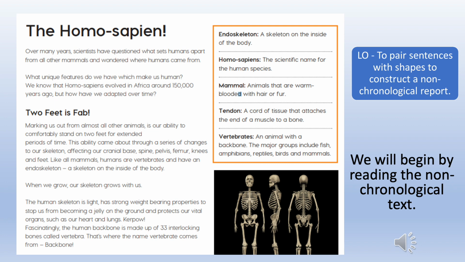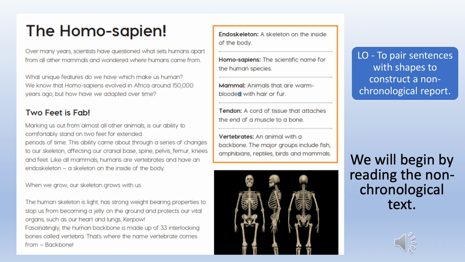The human skeleton is light, has strong weight-bearing properties to stop us from becoming a jelly on the ground, and protects our vital organs such as our heart and lungs. Kapow! Fascinating. The human backbone is made up of 33 interlocking bones called vertebrae. That's where the name vertebrate comes from, backbone.